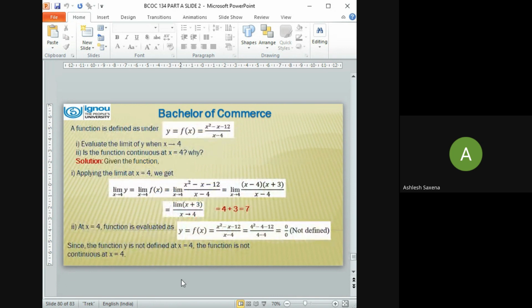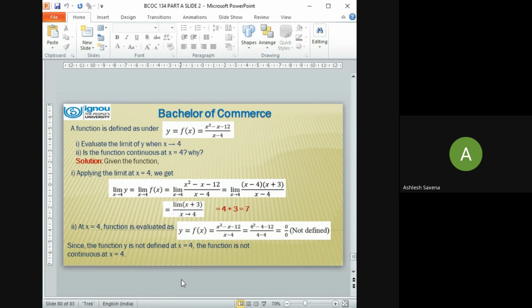Now, a function is defined as y is equal to f(x) equal to x squared minus x minus 12 upon x minus 4. You have to evaluate the limit of y when x is approaching 4. And number 2, is the function continuous at x is equal to 4? Two things have to be evaluated.